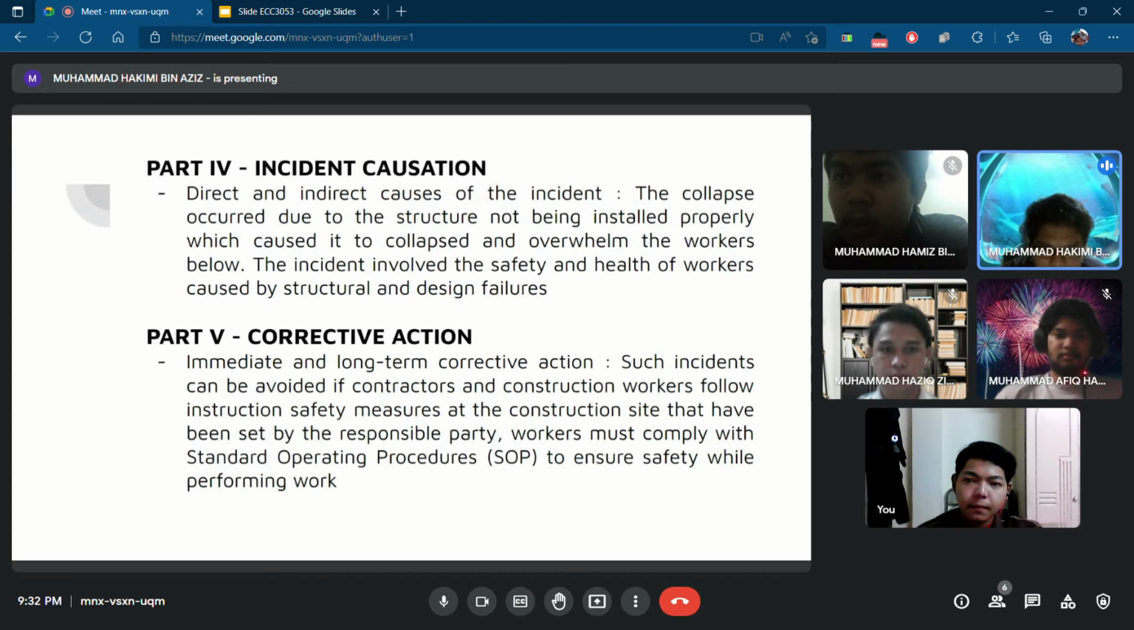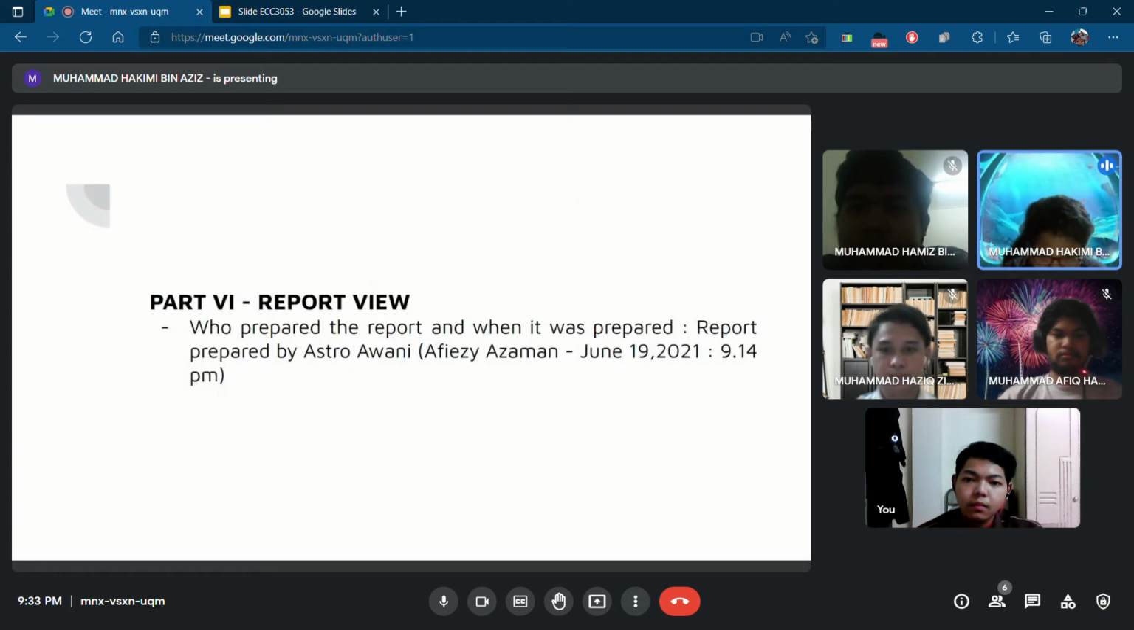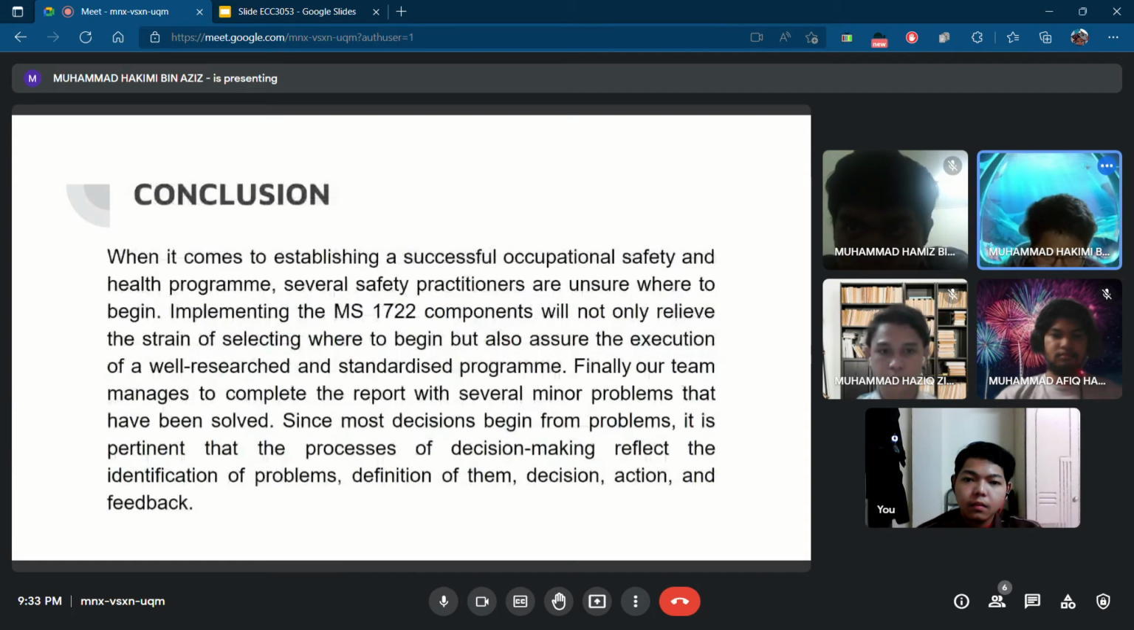Part number 5 is corrective action. Immediate and long-term corrective action is such incident can be avoided if contractor and construction worker follow instruction safety measure at the construction site that have been set by the responsible party. Worker must comply with standard operation procedure (SOP) to ensure safety while performing the work. Part number 6, report view. Who prepared the report and when it was prepared? Report prepared by Astro Awani, Hafizi Azaman, June 19, 2021, 9:40 p.m.